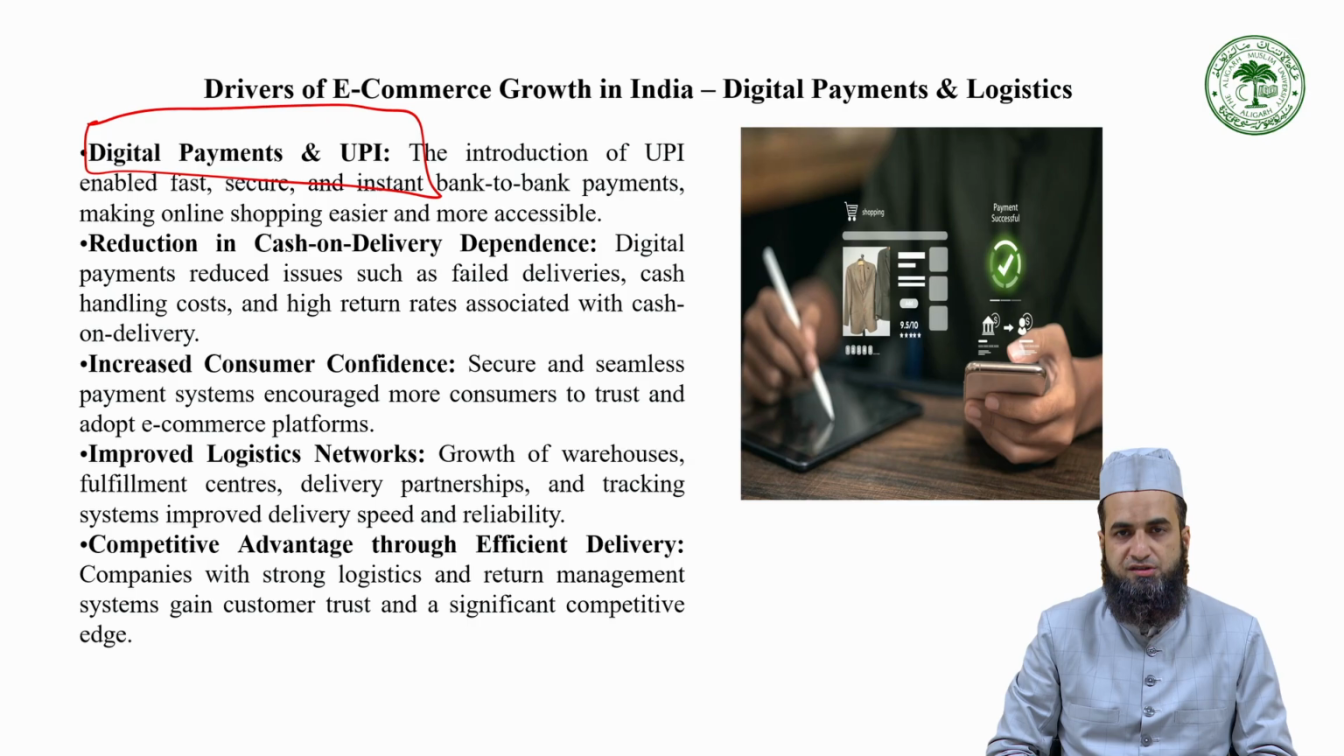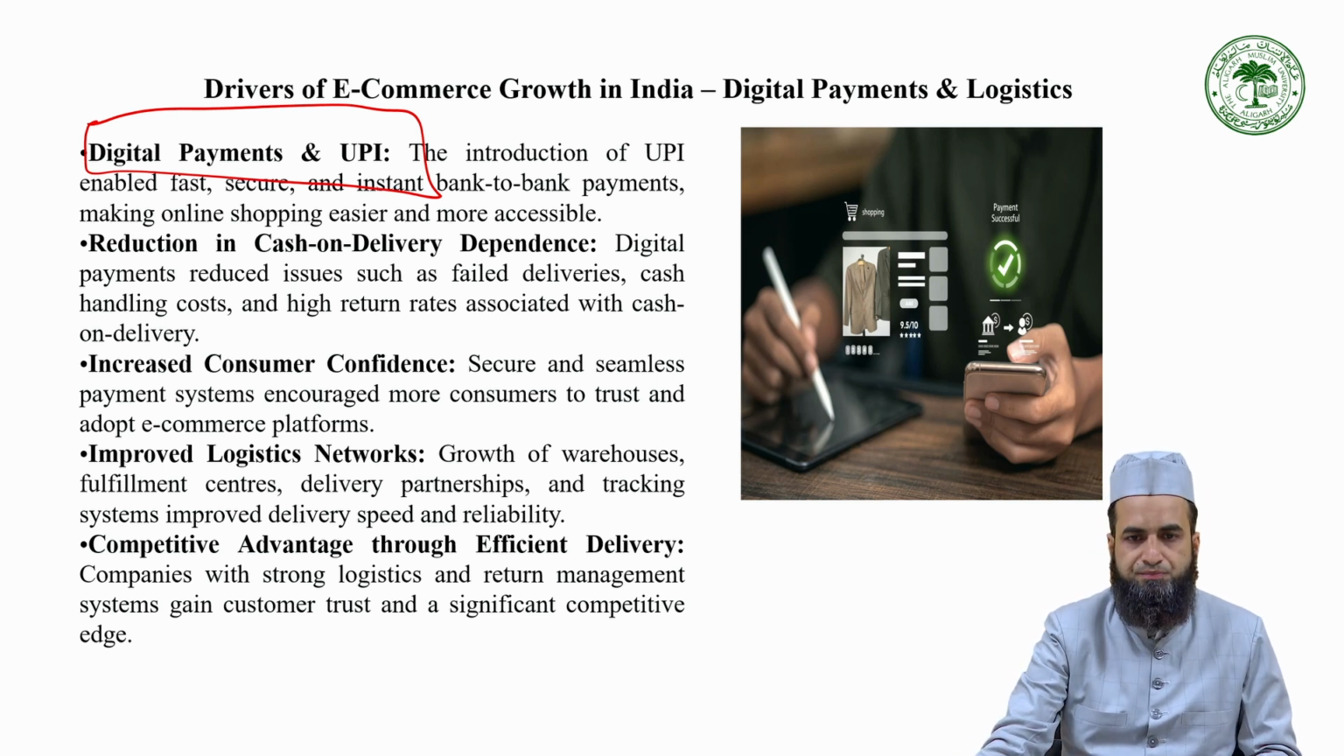In the early stages, cash on delivery was essential because it reduced the fear of online payment risk and allowed first time users to test digital shopping without prepayment. Although useful, cash on delivery also created problems such as failed deliveries, high return rates, and inefficient cash handling. So, the development of digital payments, especially UPI, changed this landscape in fundamental ways.